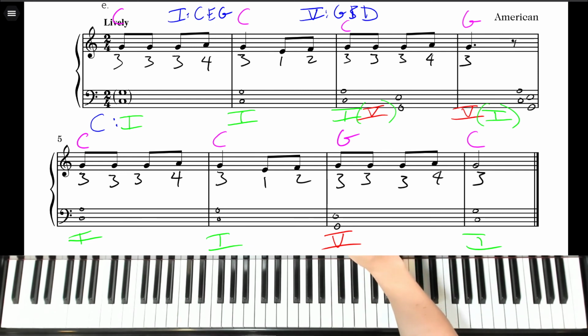This concludes the harmonization section for Chapter 1. I'll see you in the next video when we begin to talk about transposition.